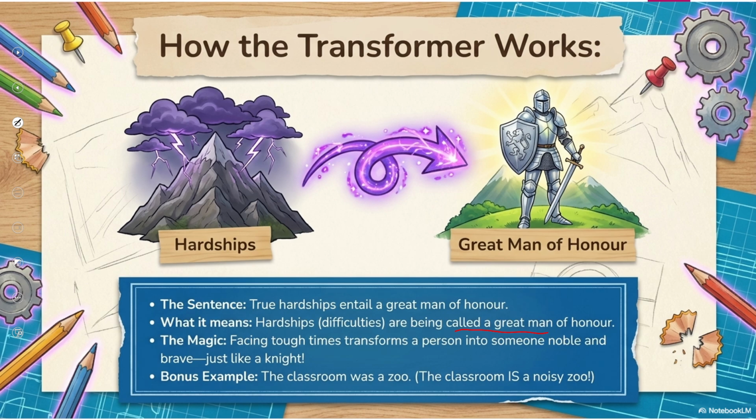Then we have another example. The classroom was a zoo. The classroom is a noisy place, or a noisy zoo. Here the classroom is compared with a zoo.